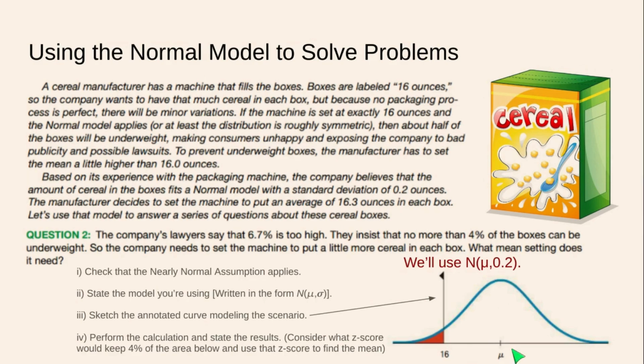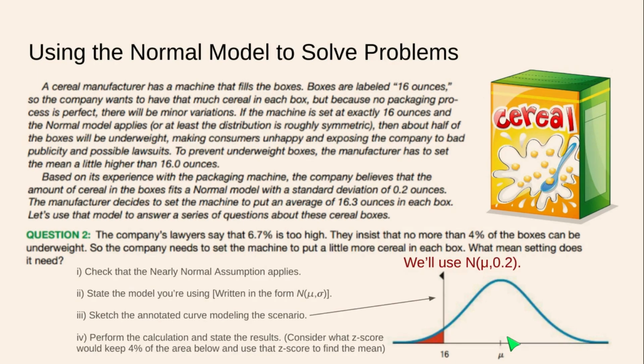This is an annotated curve modeling the scenario. The book likes to put a little flag right here. I get why they do that. They want to draw attention to this being the cutoff. I think it's a little cheesy, but I don't have a doctorate in statistics, so what do I know? Anyway, here's our annotated model right here.